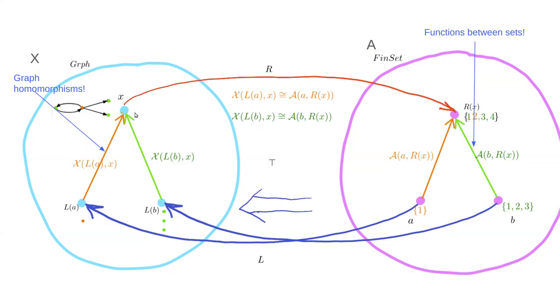This is just a graph, okay? It's an object, it's just an infinitesimal thing. Don't worry about how it's encoded. That graph is going to be mapped into a set, which is going to be the set of vertices in that graph. That's what the right adjoint is going to do.